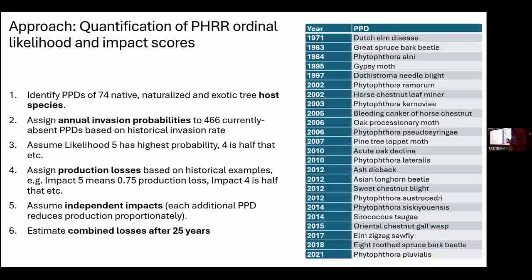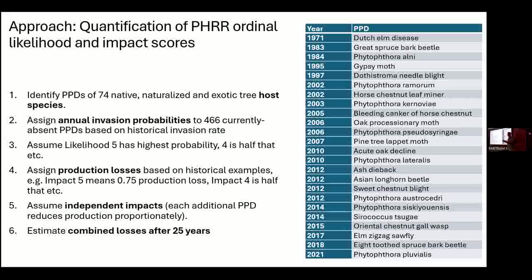Yeah, so we assume that likelihood 5 has the highest probability, and then we basically make something up. I'll admit it. We say the arrival rate of value 4 is half that of a 5. 3 has half of a 4. 2 has half of a 3, etc. So the rates halve for each ordinal scale down.